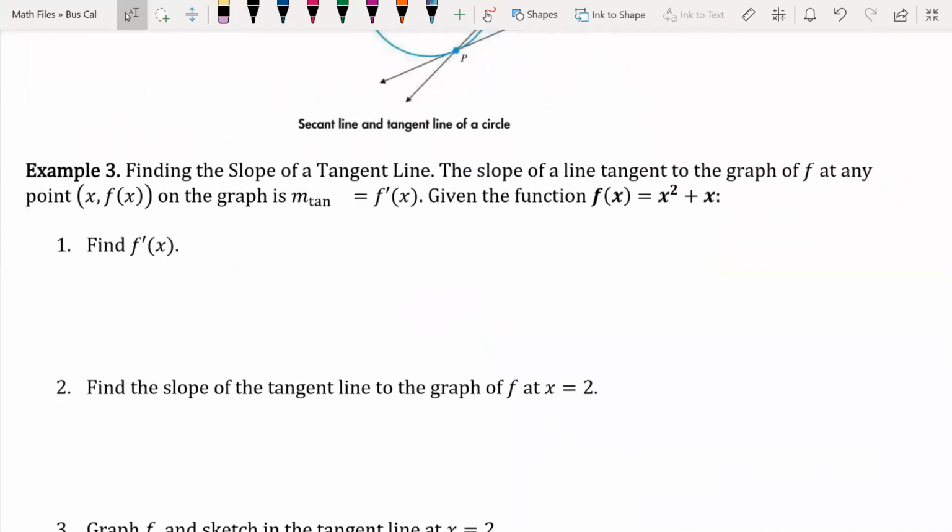So find the slope of a tangent line. The slope of a line tangent to the graph of f at any point x, f of x on the graph is given that we saw from above that the slope of the tangent line is equal to the derivative.